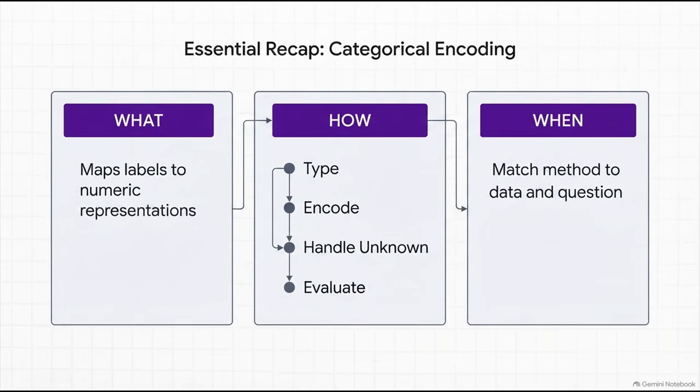So, the crucial point is this. Let's lock in a what, how, and when retention framework. What is categorical encoding? It responsibly maps descriptive labels to numeric representations so algorithms can actually process them. How does it work? Through a strict sequential process. Type, encode, handle unknown, and evaluate. And when do we use it? We always match the specific encoding method directly to the available data format, the natural structure of the categories, and the fundamental question we're trying to answer.